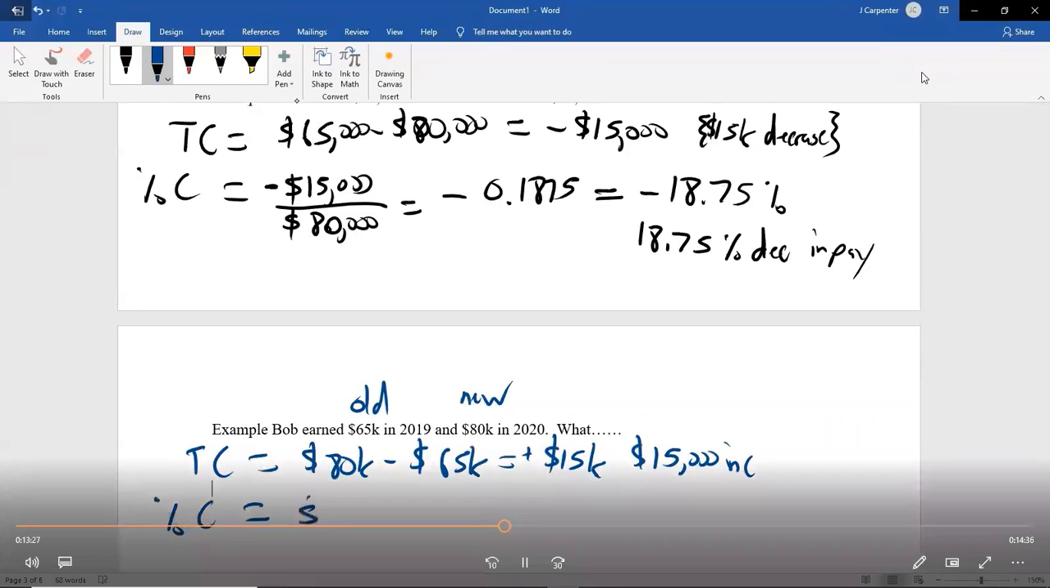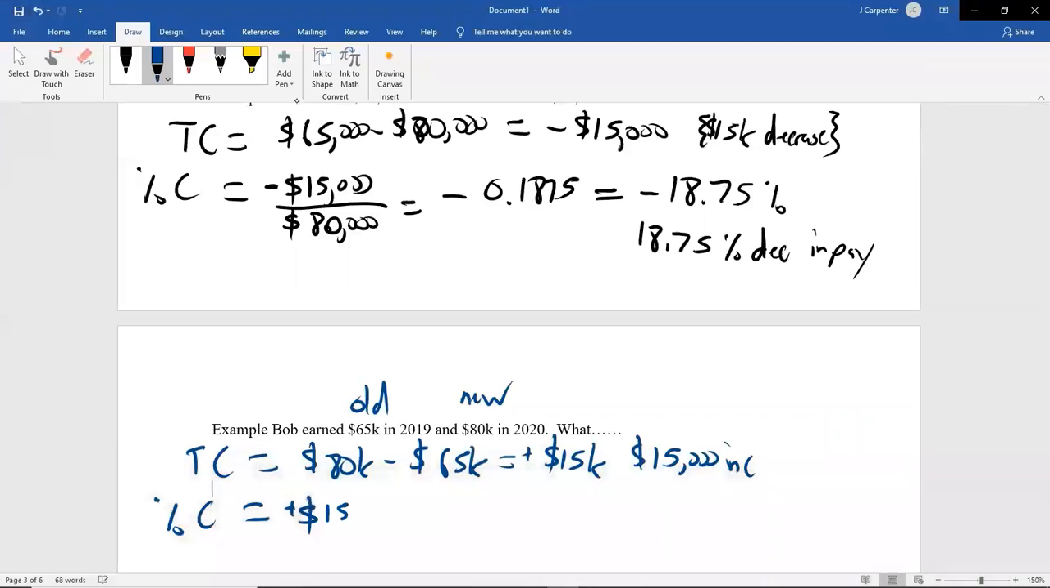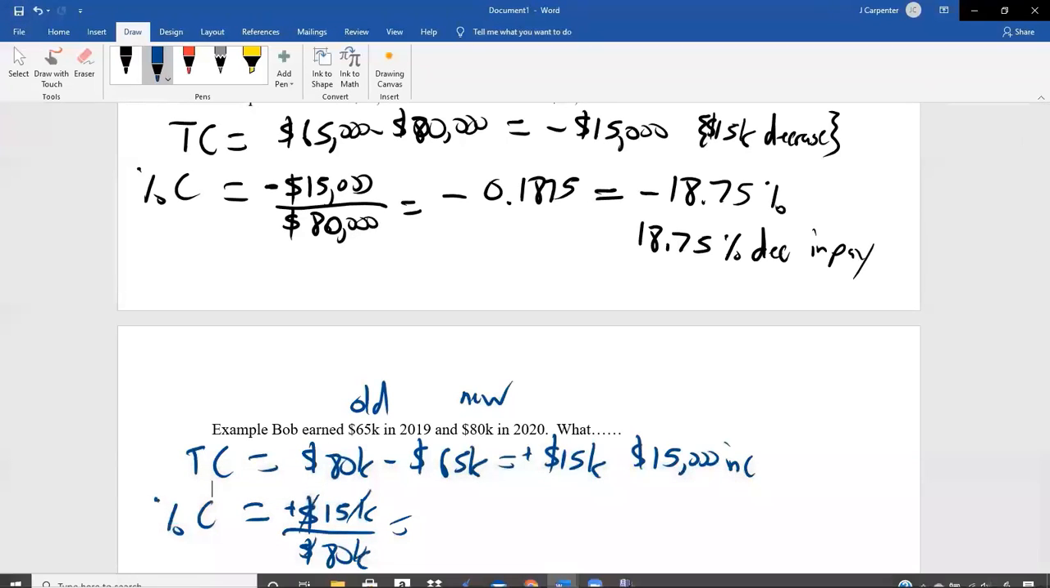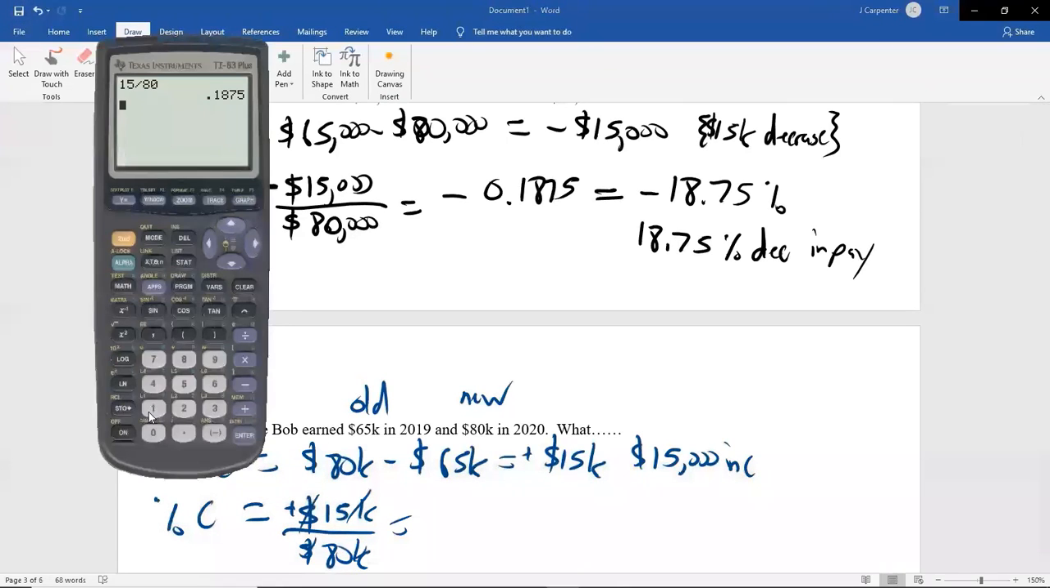So percent change is the increase, the 15K, no comma, the total change divided by the original, the thing that happened first, which was the 80K. So the thousands will cancel, the dollars will cancel, and then 15 divided by 80, or 15,000. What did I do wrong? Not 80.